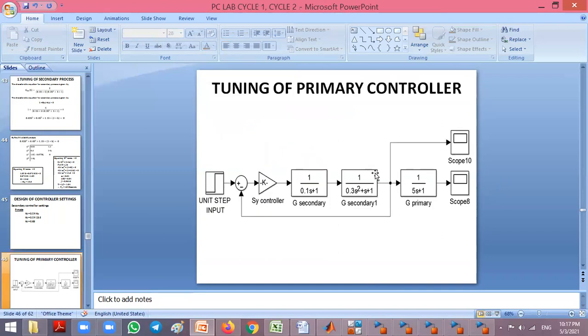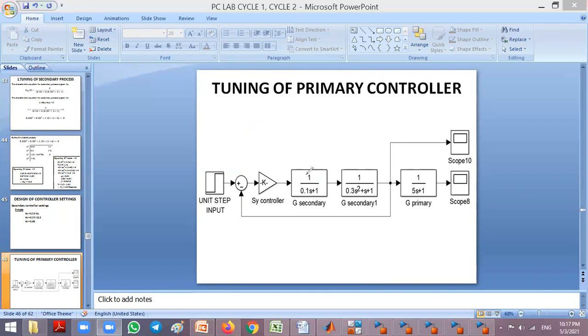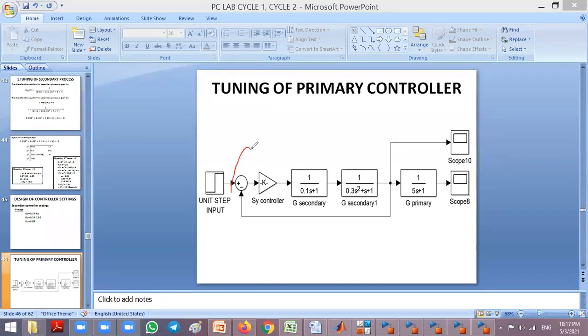For the primary controller, we are going to use the Cohen-Coon tuning method. But the secondary transfer function should be in closed loop. So how the block diagram is formed in MATLAB: see this here, this is the secondary loop with feedback. Clear?